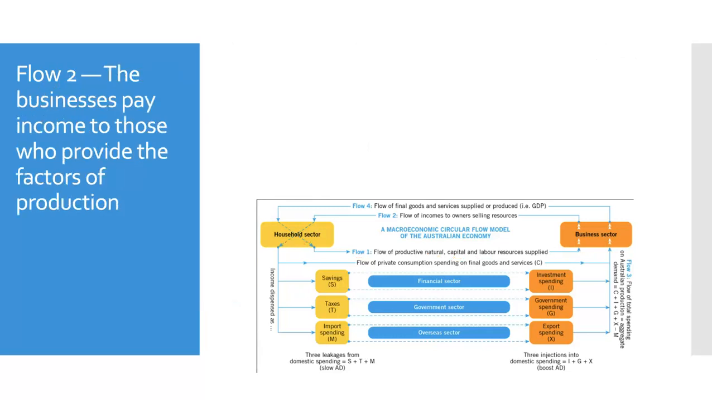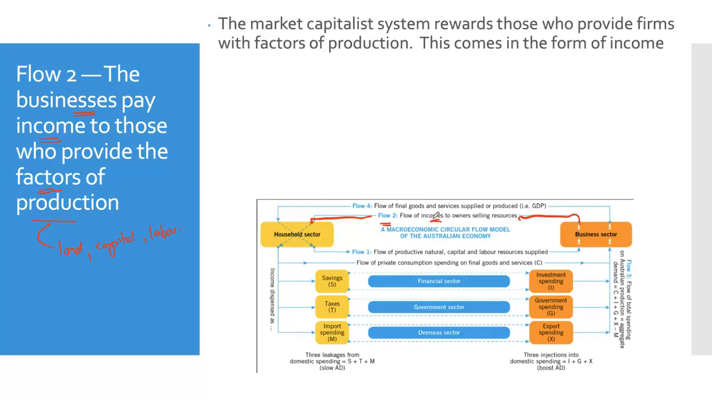Flow 2, the businesses pay income to those individuals or households which provide them with the factors of production. Remember, factors of production is another term for the resources: land, capital, labour. So flow 2, which is coming from our businesses back to our households, is a flow of income to owners selling their resources. So the market capitalist system rewards those who provide firms with factors of production. They are given income. What could that income be in the form of?